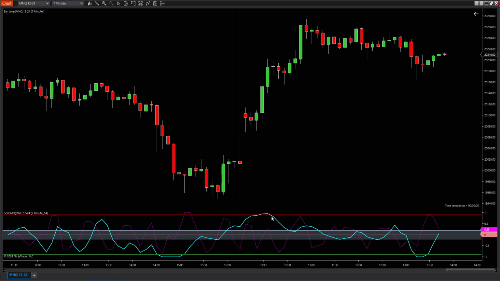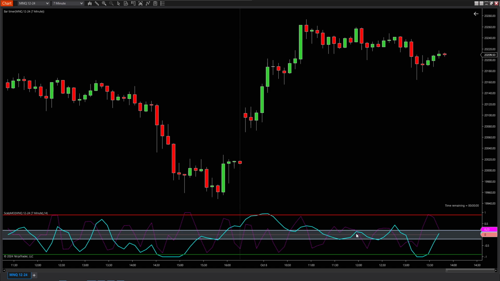Another example is here at 10:30. The wave line was above zero, the purple line crossed above, and we saw a push to the upside. But once the purple line gets close to the top and tilts down, that's the end of the move. Now sometimes, like around 11:30 to noon, you won't get much movement. The market was flat. No big momentum swings here.